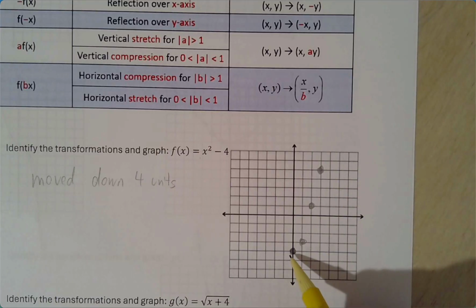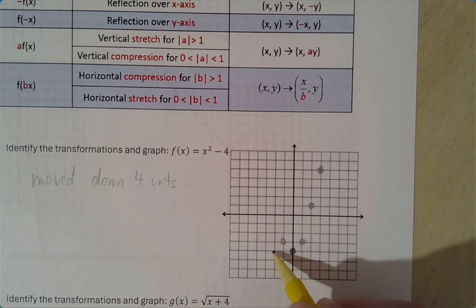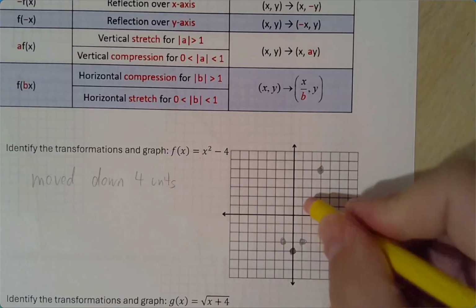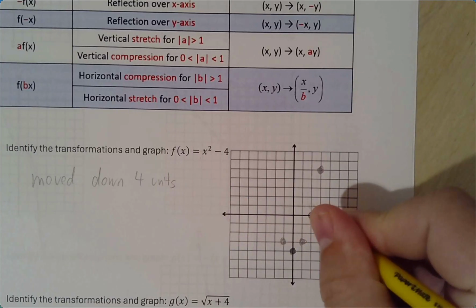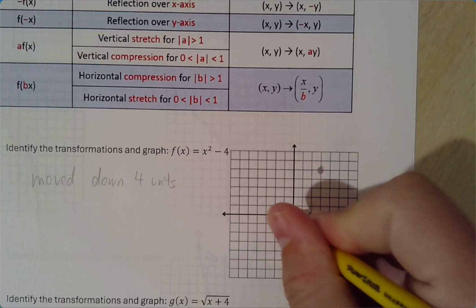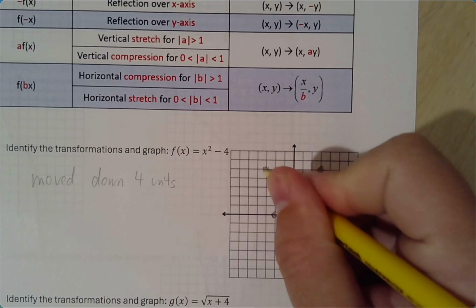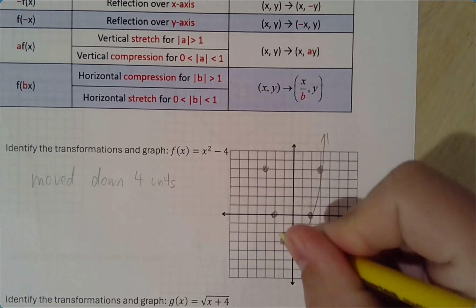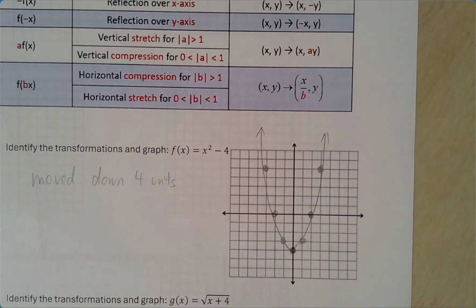And guess what? When I move left 1 from the vertex, it squares and goes up 1. When I move left 2 from the vertex, it squares and goes up 4, which would take me back to 0. I knew one of those was off. There we go. And then when I move left 3, I square, and I end up going up 9. So it's the same quadratic shape, it's just moved down 4 units.